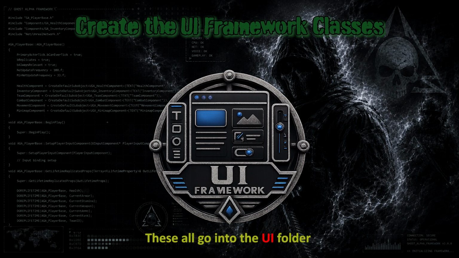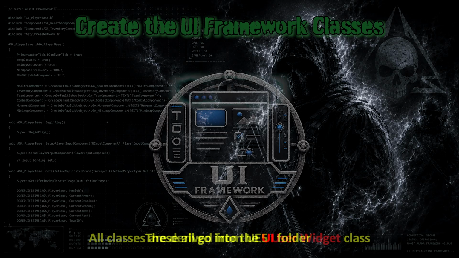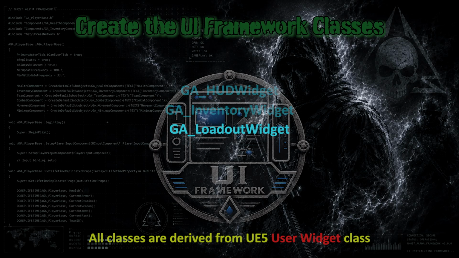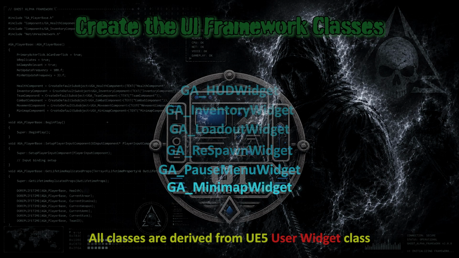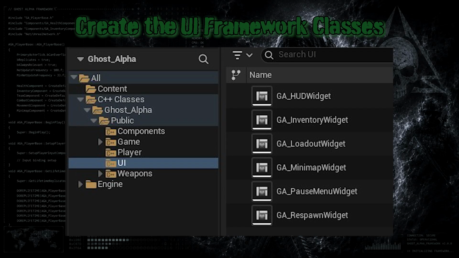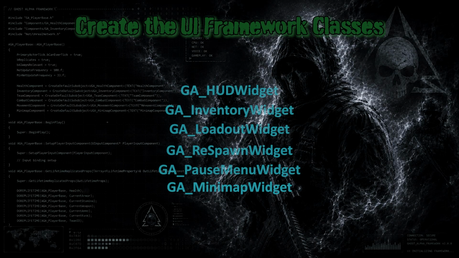Now, we will create the UI framework. HUD widget, inventory widget, loadout widget, respawn widget, pause menu widget, and minimap widget. This is how your Unreal Editor C++ should now look. If you need a little more time, feel free to click pause now.